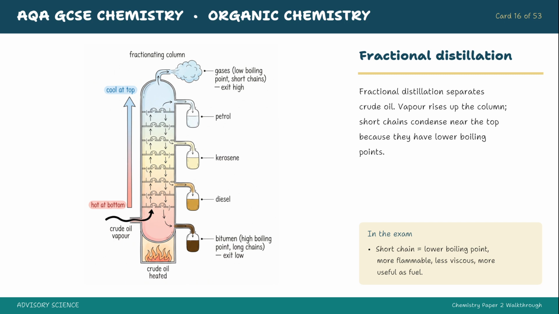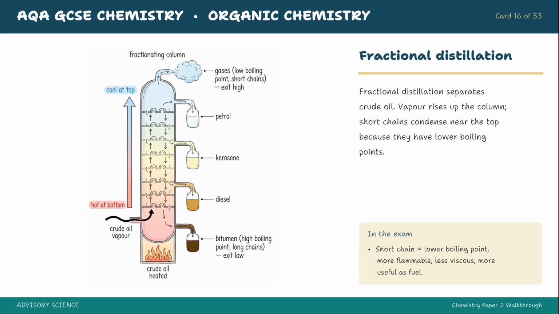As the vapours rise, they cool down. The long-chain hydrocarbons have high boiling points, so they condense and are collected near the bottom. The short-chain hydrocarbons have low boiling points, so they rise higher up before condensing and are collected near the top. Each collected part is called a fraction, and each fraction contains molecules with a similar number of carbon atoms.